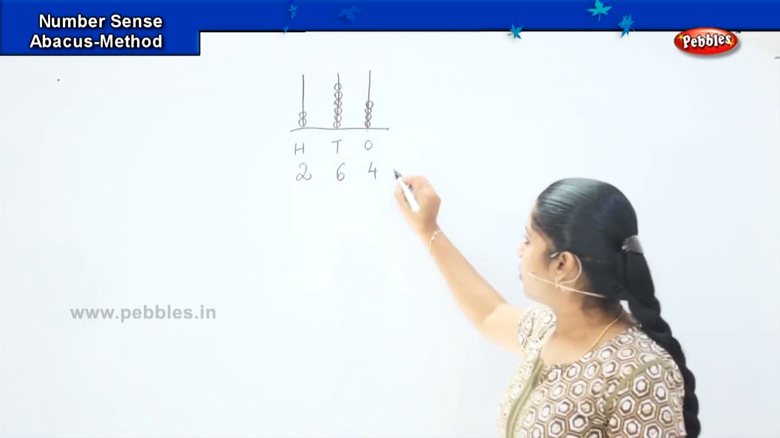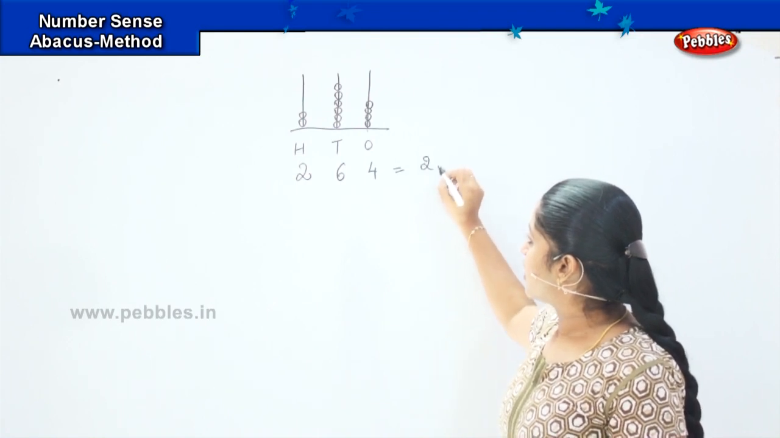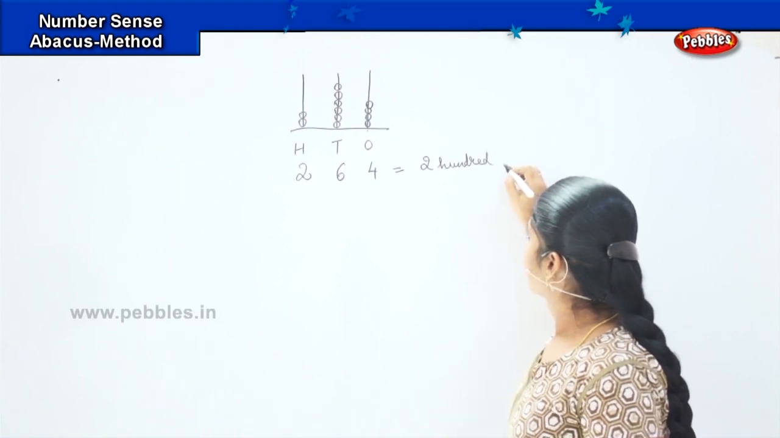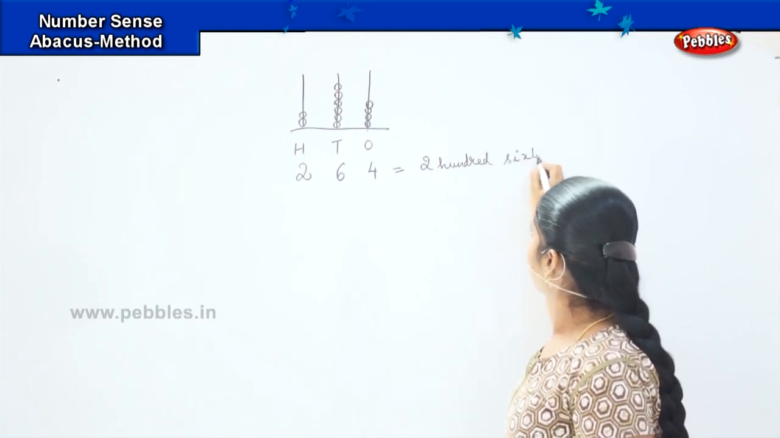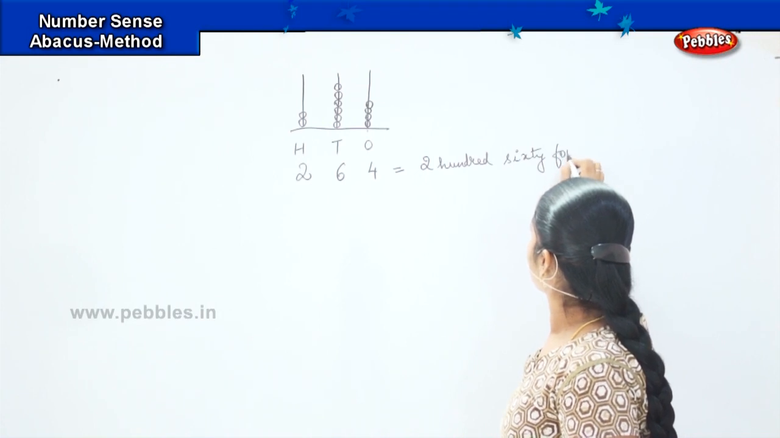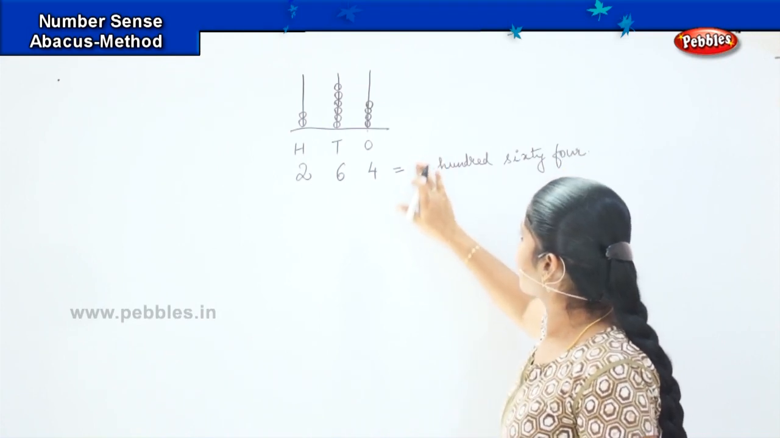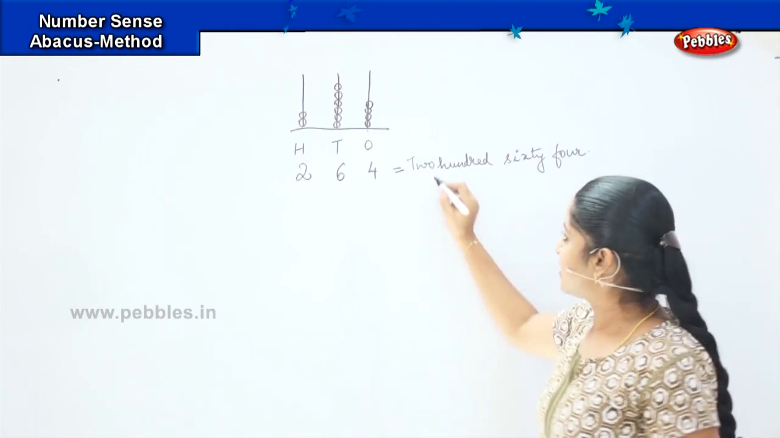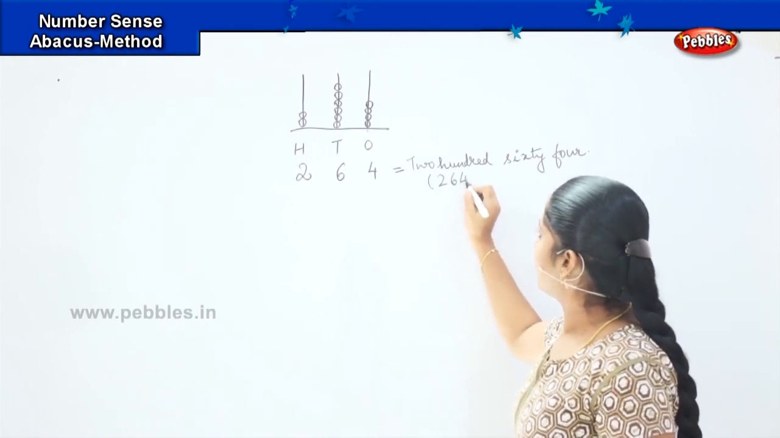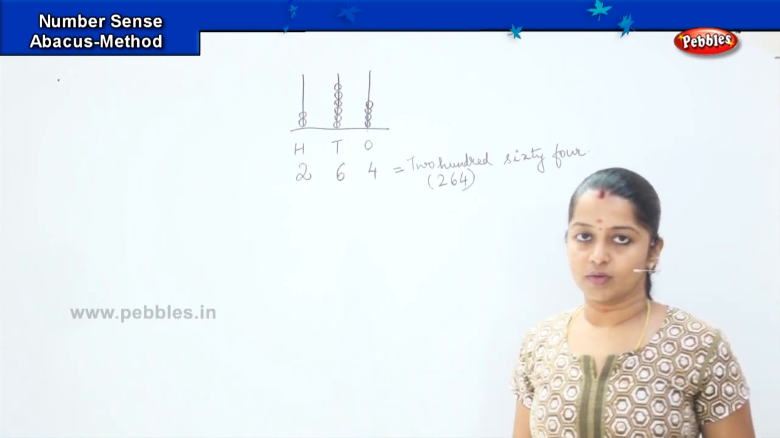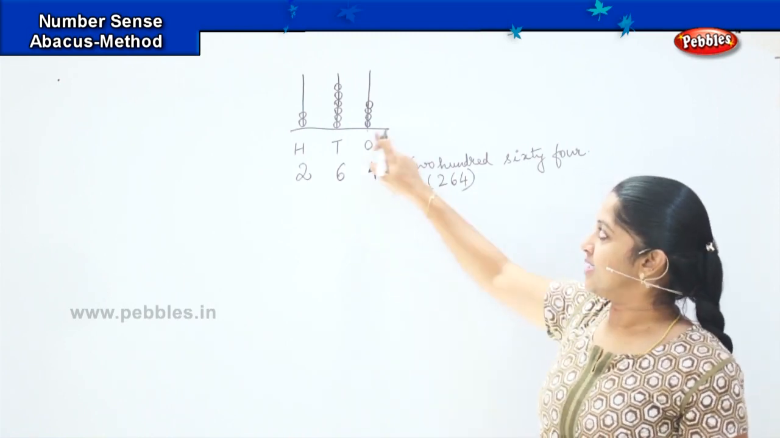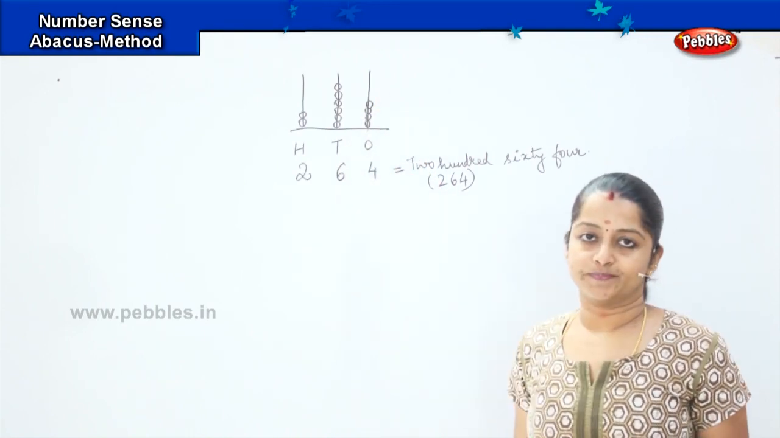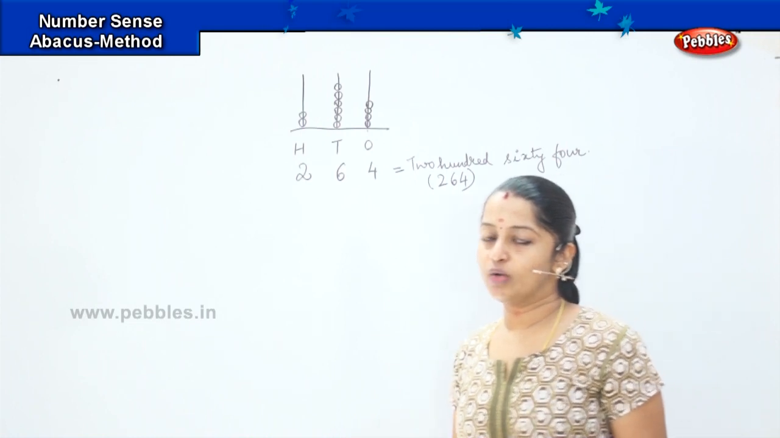So what is my value? My value is 264, which is nothing but 264. Okay? Easy it is. It's just that you have to count the number of balls and write the number under the respective column. Am I clear, children? Shall we do one more?